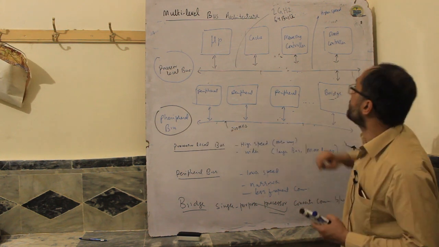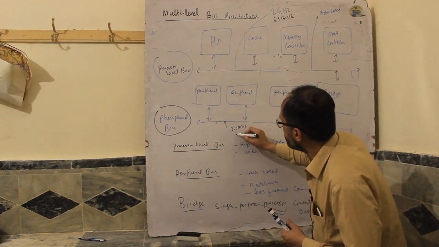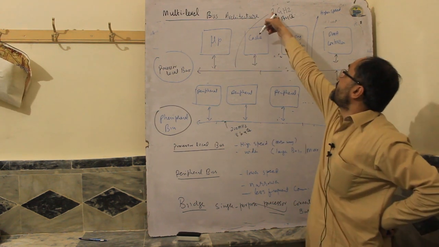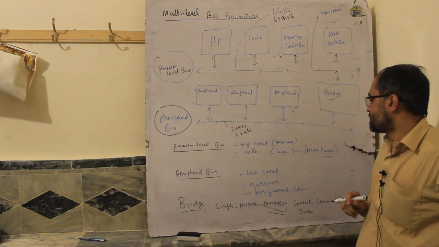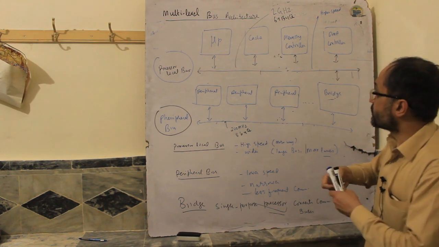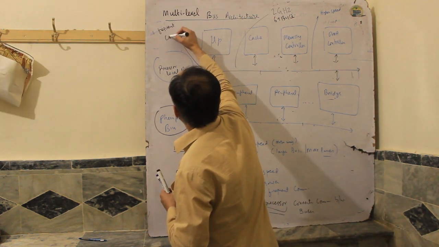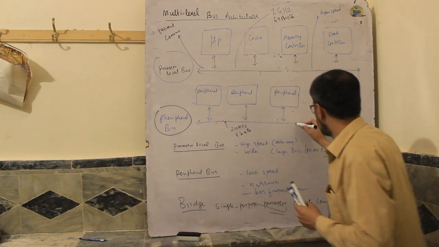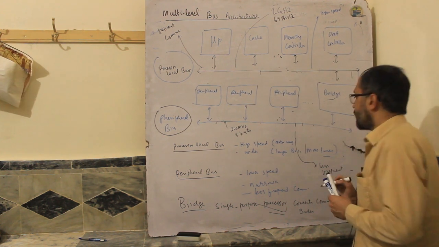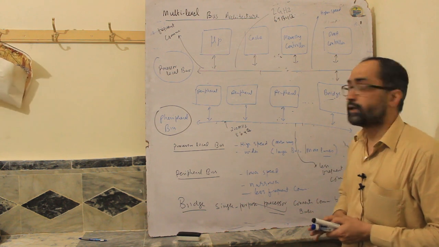While the peripheral bus is narrower, maybe the size of this bus is, for instance, 8 bytes. So this is a wider bus, this is a narrow bus. It operates at a faster speed, it operates at a slower speed. And the processor local bus is used for more frequent communication, and the peripheral bus is used for less frequent communication.